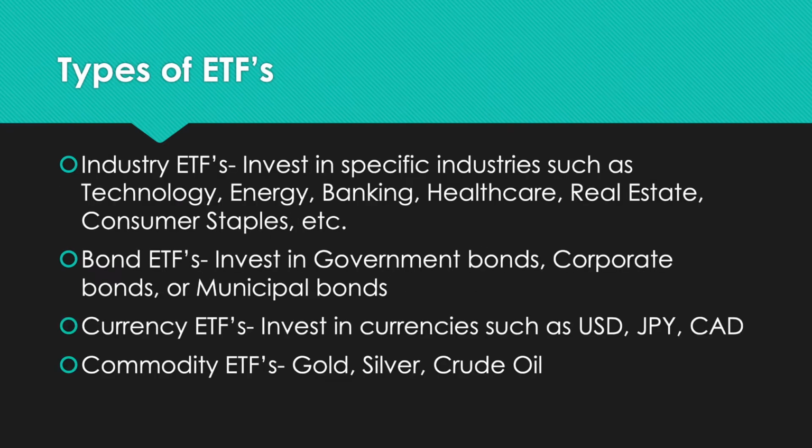So what are the different types of ETFs? There are industry ETFs, which are ETFs that invest in a specific industry such as technology, energy, banking, healthcare, real estate, consumer staples, and many others. There are also bond ETFs, which invest in government bonds, corporate bonds, or municipal bonds. There are currency ETFs, which invest in currencies such as the United States dollar, the Japanese yen, or the Canadian dollar. And lastly, there are commodity ETFs, which invest in commodities such as gold, silver, and crude oil.